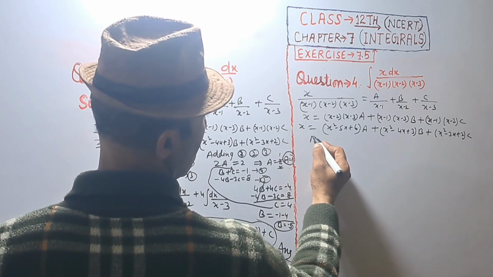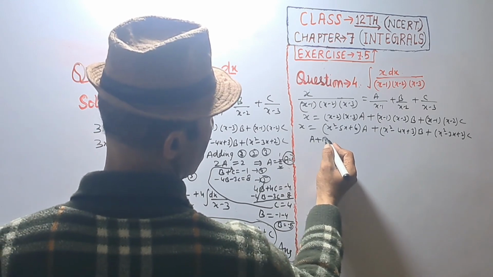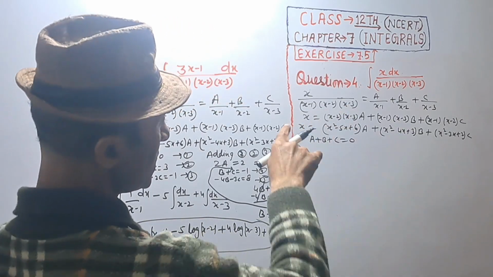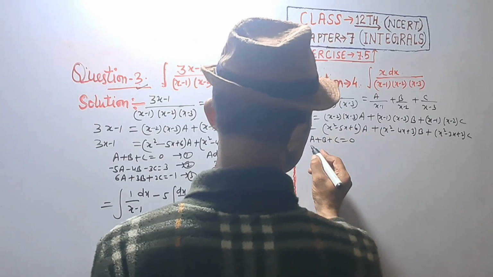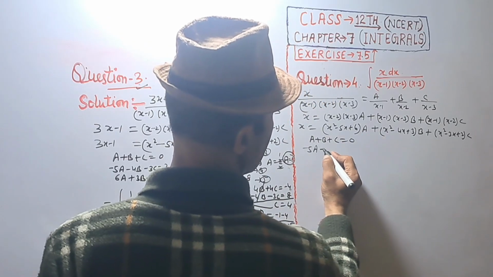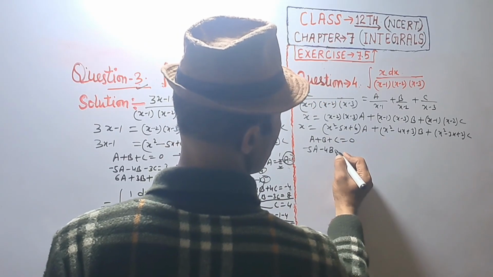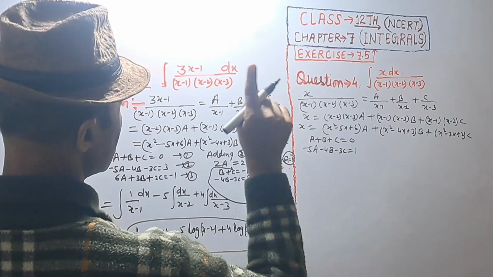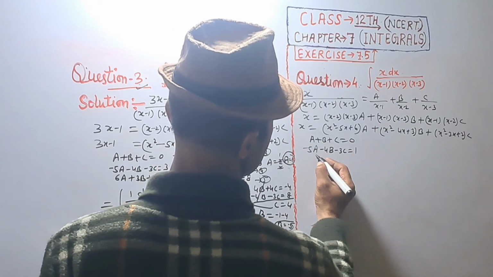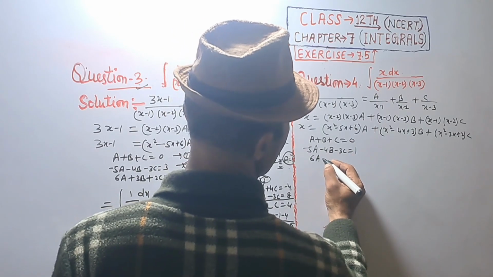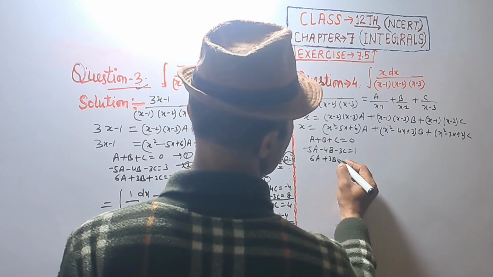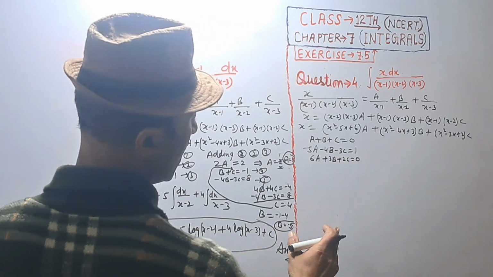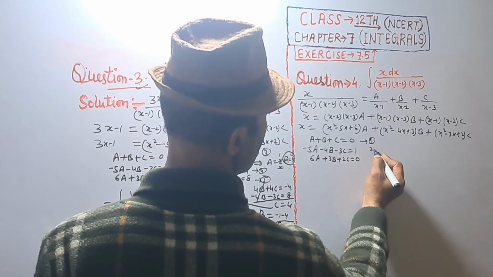A plus B plus C is equal to 0, as the coefficient of x square is 0 and the coefficient of x is 1. So the second equation is minus 5A minus 4B minus 3C equal to 1. The third equation is 6A plus 3B plus 2C equal to 0, since the constant term is 0. These are the first, second and third equations.